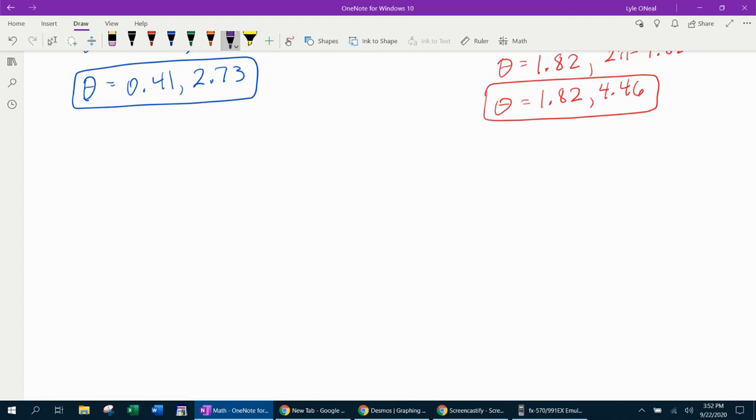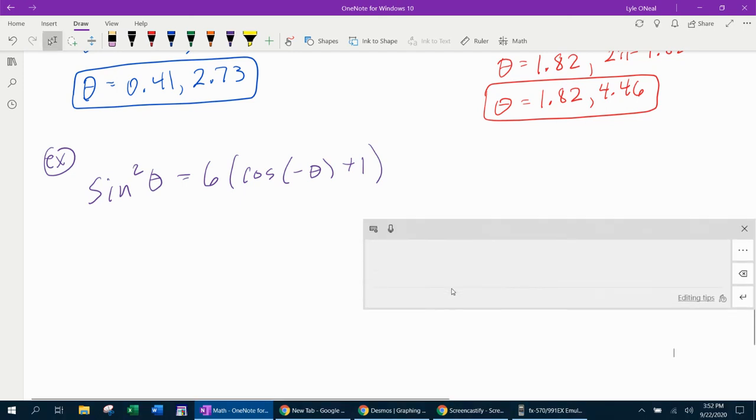One more example. I did save the best for last. This one is sine squared theta equals 6 cosine of negative theta plus 1. And here it says to solve this equation on the interval from 0 to 2 pi.